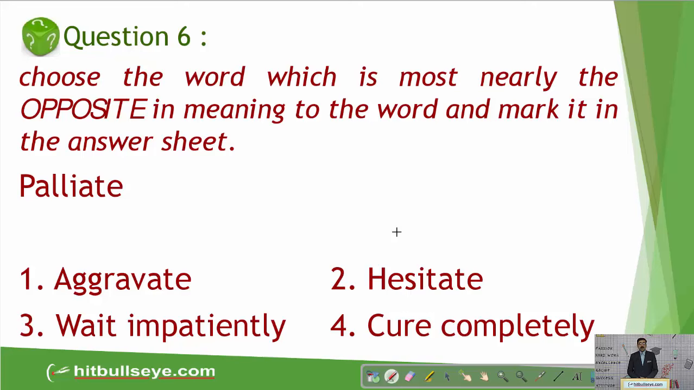Question number 6 is based on, again, antonym. First of all, we should know the meaning of the given word. Then we can think of its antonym. So palliate is to mitigate or lessen the impact of a problem. Its opposite would be to increase the problem, that is to aggravate.